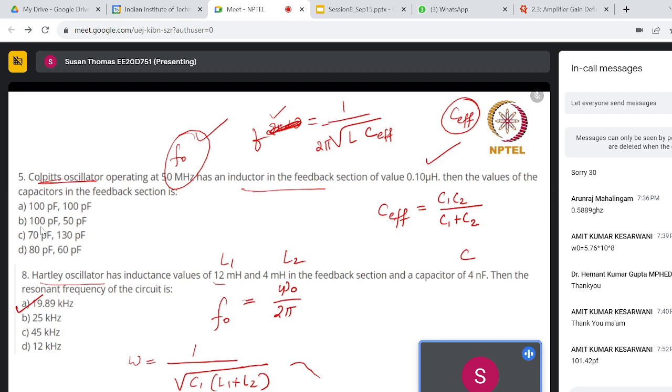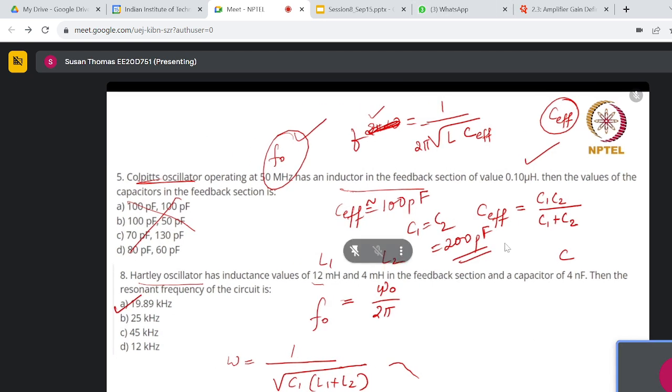Please don't look at the options. I think the options are wrong. So as I told, you all get approximately 100 picofarad as the effective. So C1, C2 could be 200 picofarad so as to get this effective as 100. I hope this is clear. Any doubts? So if there are no doubts, we'll wind up the session for today.